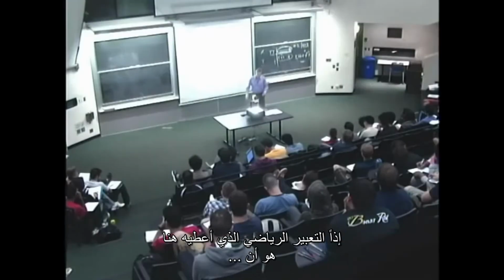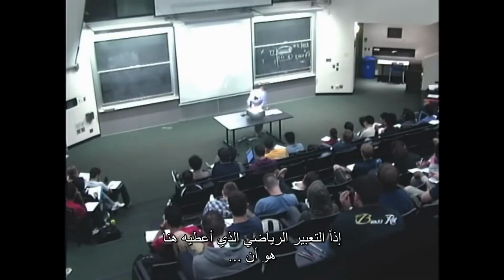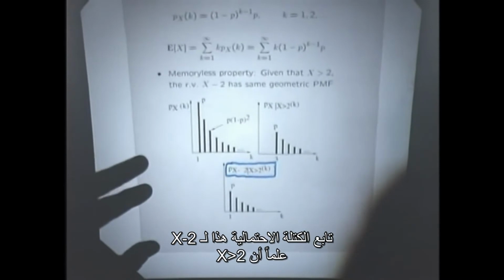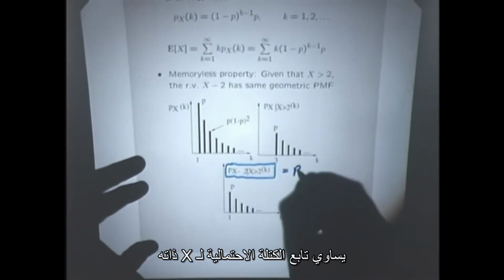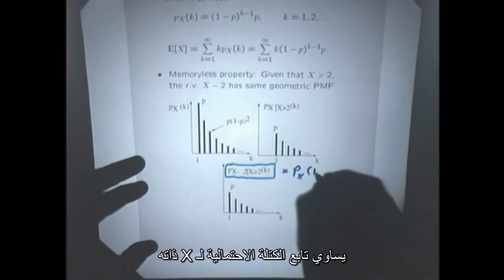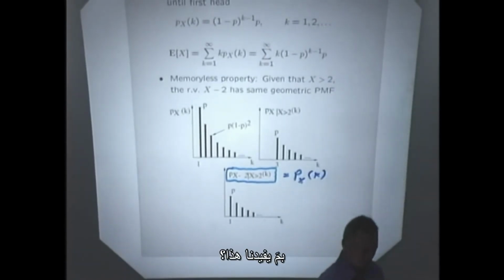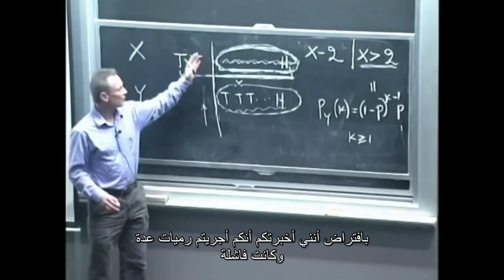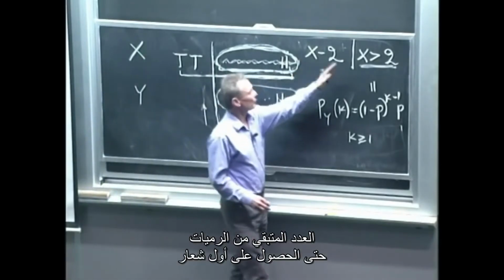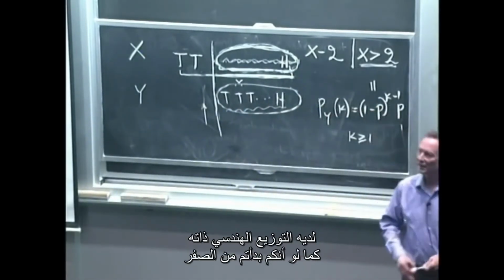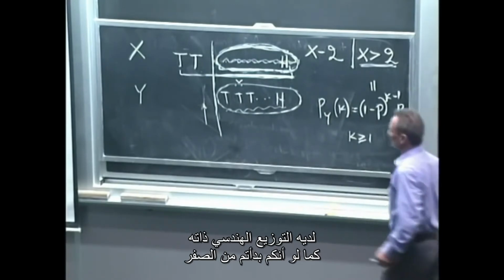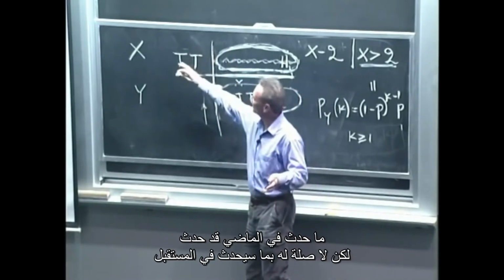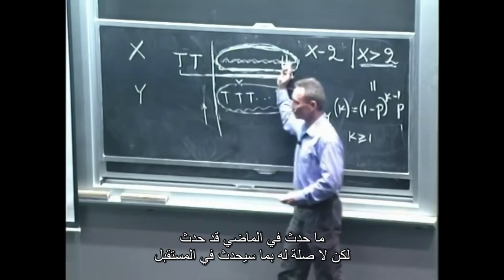So the formal statement that I'm making is that this PMF here of x minus 2, given that x is bigger than 2, is the same as the PMF of x itself. What is this saying? Given that I tell you that you already did a few flips and they were failures, the remaining number of flips until the first head has the same geometric distribution as if you were starting from scratch. Whatever happened in the past, it happened, but has no bearing on what's going to happen in the future.